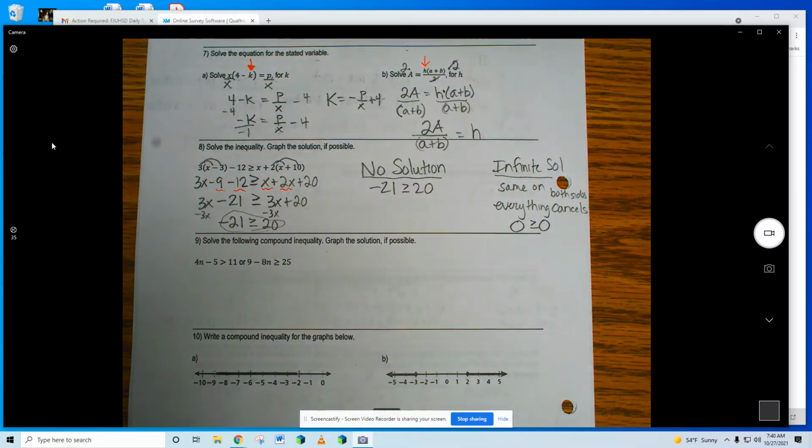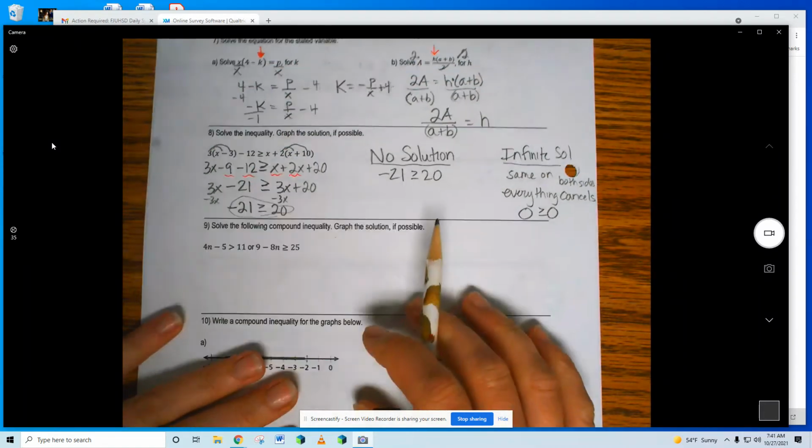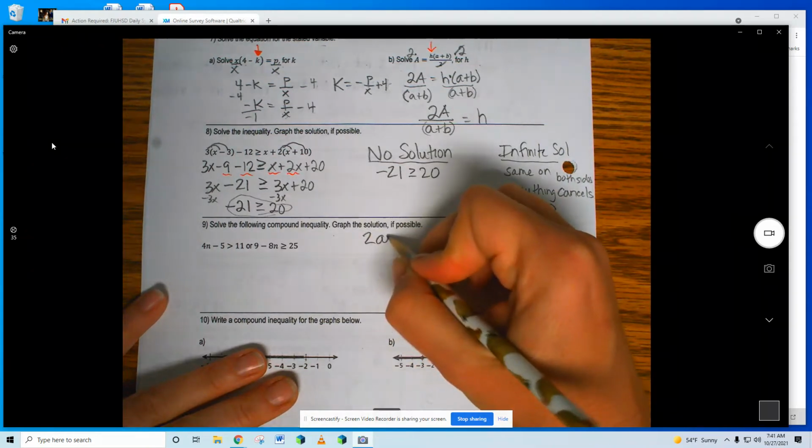Yeah. For the no solution one, could we also write 0 is greater than or equal to 41? Or 41. Because if you... Oh, yeah. I mean, that's fine. If you move the 21 over, yeah, okay. Compound inequality, or you're going to get 2 answers.